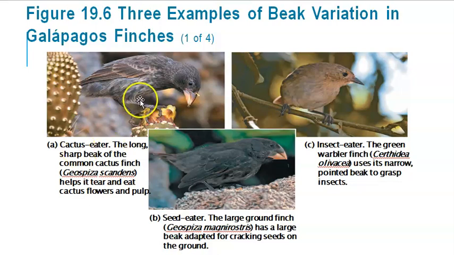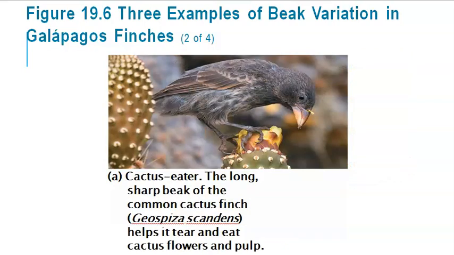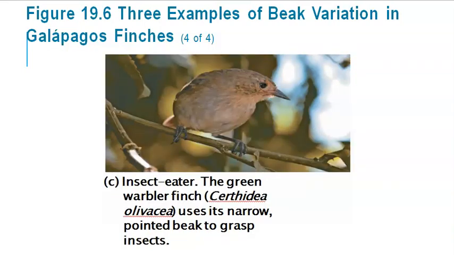So, for example, here, the cactus eater. You can see here, the long, sharp beak of the common cactus finch helps it tear and eat cactus flowers and pulp. Then there's a seed eater that needs a large beak for cracking those seeds open. But you can see the insect eater, very different beak, right? And they're tools specifically adapted to the environment that they live in.